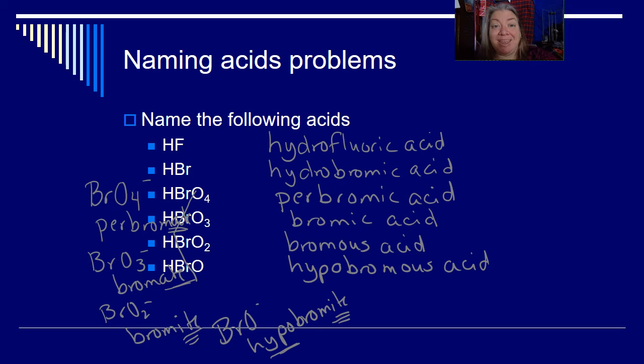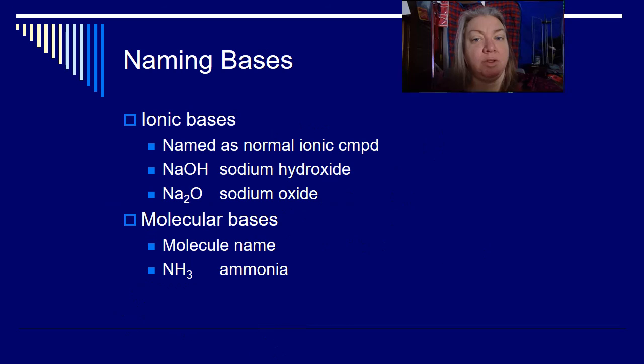So we only change the endings. Ate becomes ic, ite becomes ous if it's an oxyacid. If it's binary, you add the prefix hydro, change the ending to ic. I know, so confusing. Try a few more. Sapling has some great examples for you.